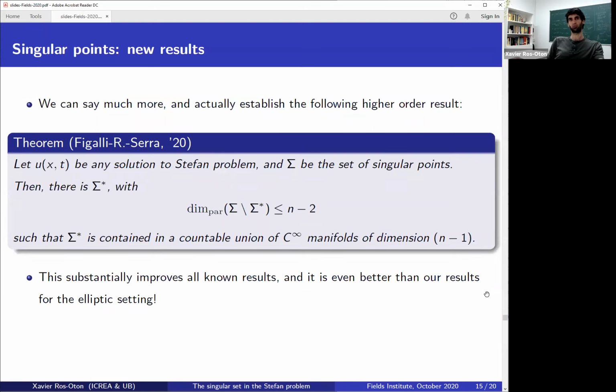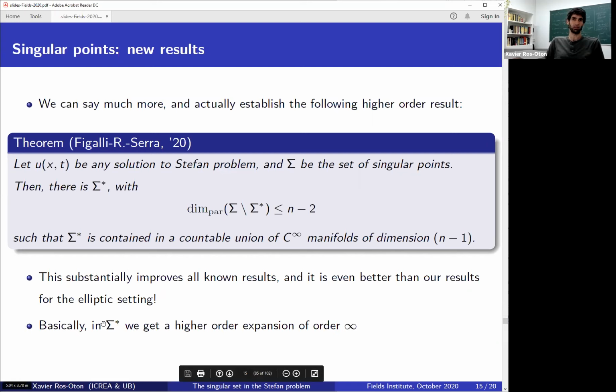Okay, so the results that we needed to prove in the elliptic setting in our paper to prove Schaeffer's conjecture that Joaquim described basically do not give an infinite expansion. Even though this is also true in the elliptic setting, that is a different story, and two PhD students are working on this in the elliptic setting, but the proof is completely different. In spirit, the proof is completely different from the elliptic setting, and this is why the result is somehow different from the elliptic one. Okay, and so this substantially improves our previous results, and moreover, in Sigma star, I'm saying that we get a higher order expansion of order infinity. So this is the best you can hope for in Sigma star.